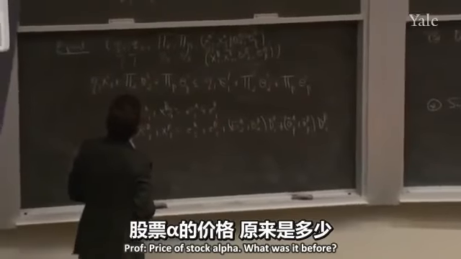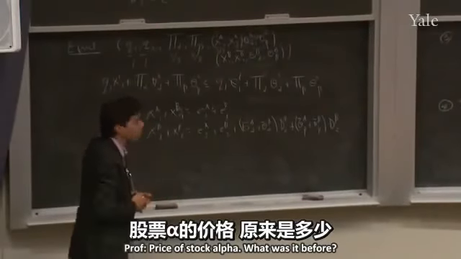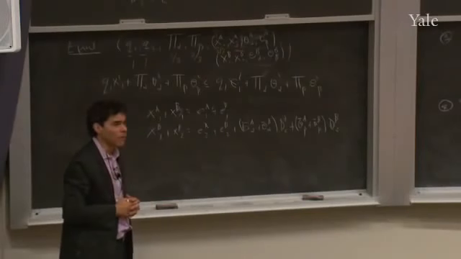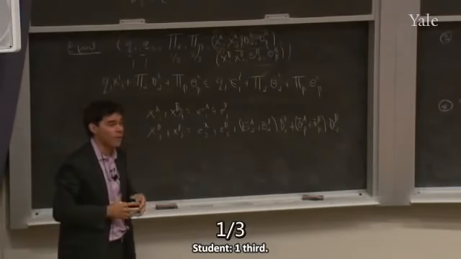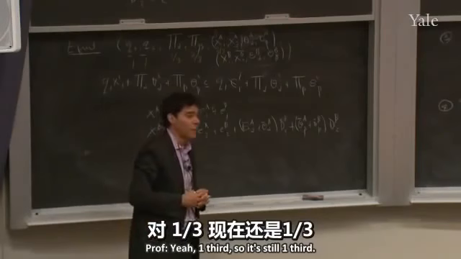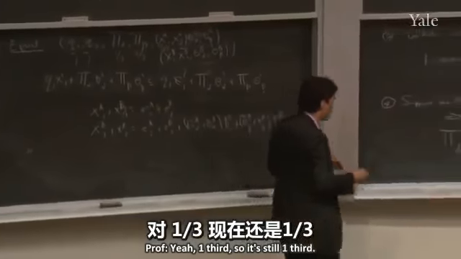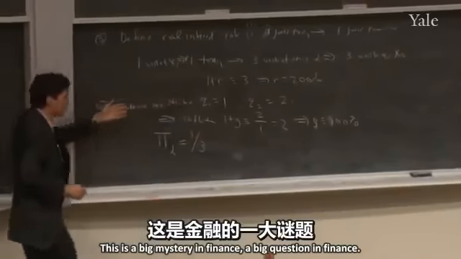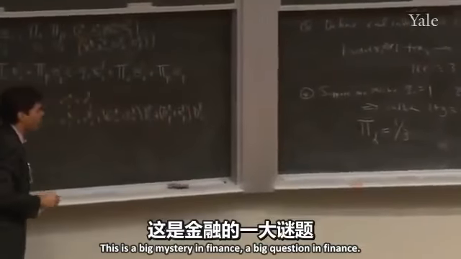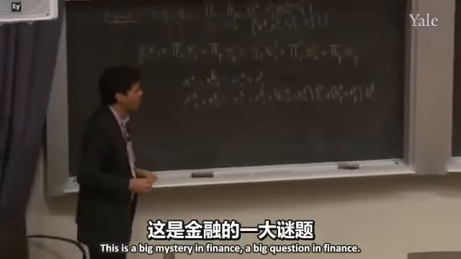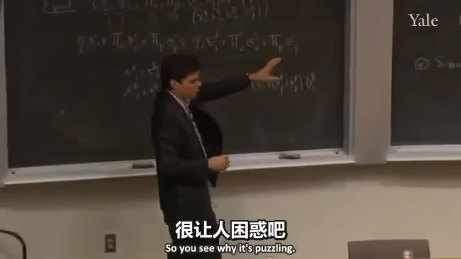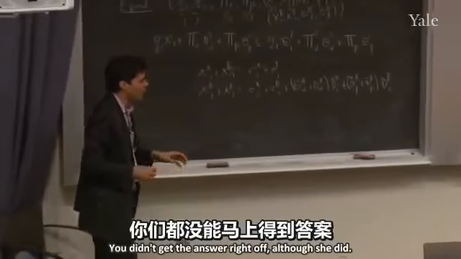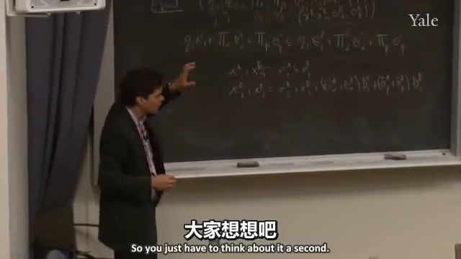Price of stock alpha. What was it before? One third. So it's still 1/3. Okay, so here we've got a big mystery in finance, a big question in finance. And now you see why it's puzzling. You didn't get the answer right off, although she did. But you just have to think about it a second.